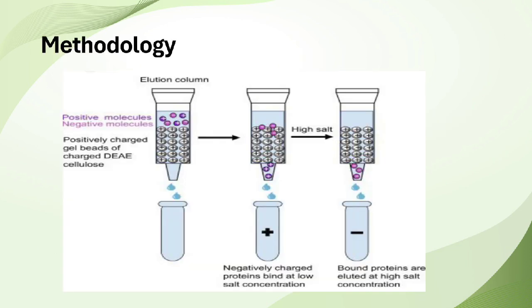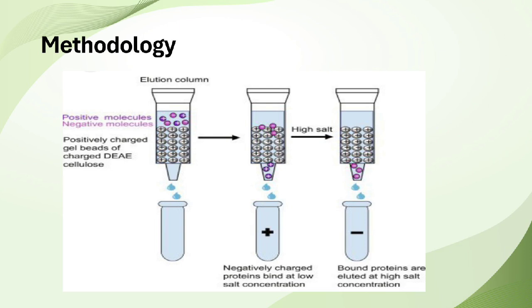Let us talk about the methodology. First one is the initial binding. The column contains positively charged gel beads. When the sample containing both positively charged molecules, that are purple circles, and negatively charged molecules, that are pink circles, is introduced, the negatively charged protein binds to the positively charged beads due to the electrostatic attraction. The positively charged proteins that are purple do not bind and immediately elute, that is flow out with the initial buffer solution, as they are repelled by the positively charged beads.